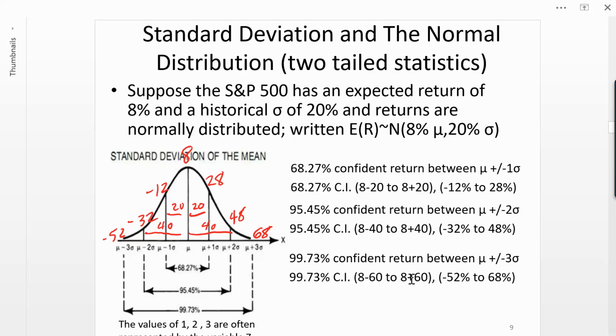So that would be 8 plus 60% or 8 minus 60%. So if we assume that stocks are normally distributed with a mean of 8 and a standard deviation of 20, 99.73% of the time, I'm going to have a return between negative 50% and positive 68%.